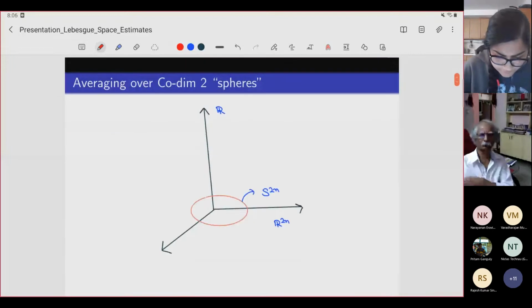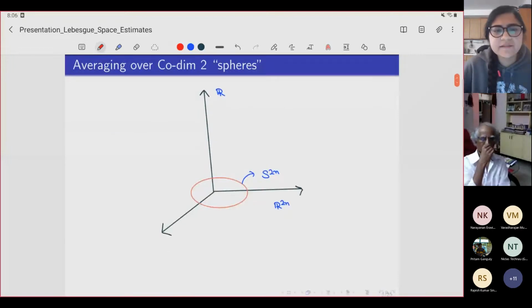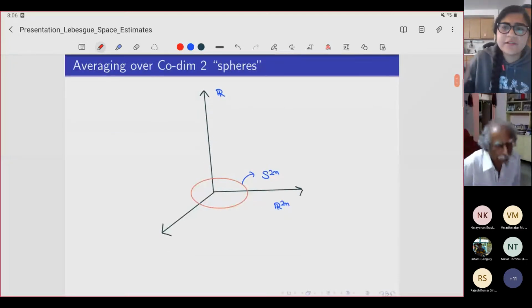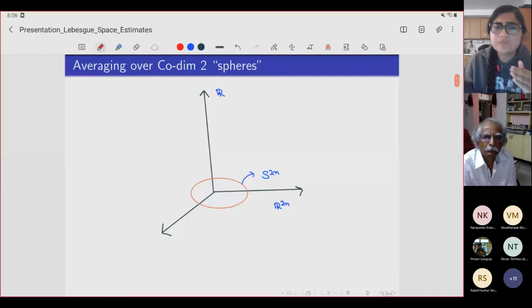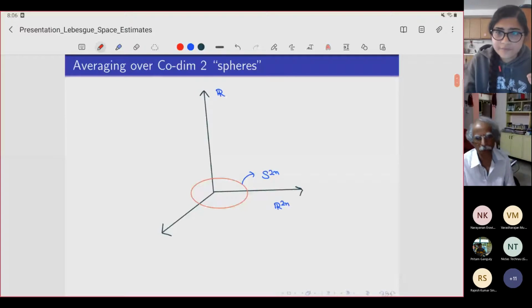Right. Okay, so my title says that this is a spherical maximal function, and whenever we think of spheres, we always think of a hypersurface of codimension 1. However, for the purpose of this talk, whenever I say spheres, it will not mean a codimension 1 surface, it will mean a codimension 2 surface. So how you should visualize it is in this manner.